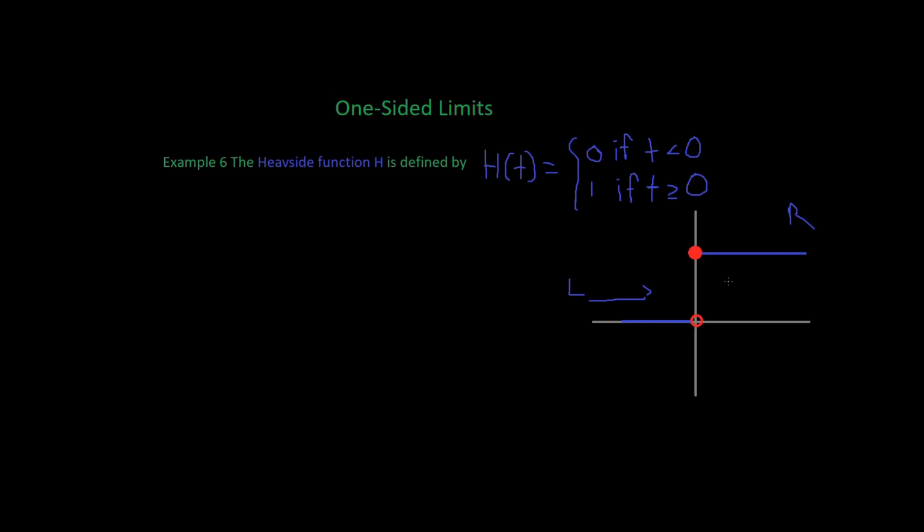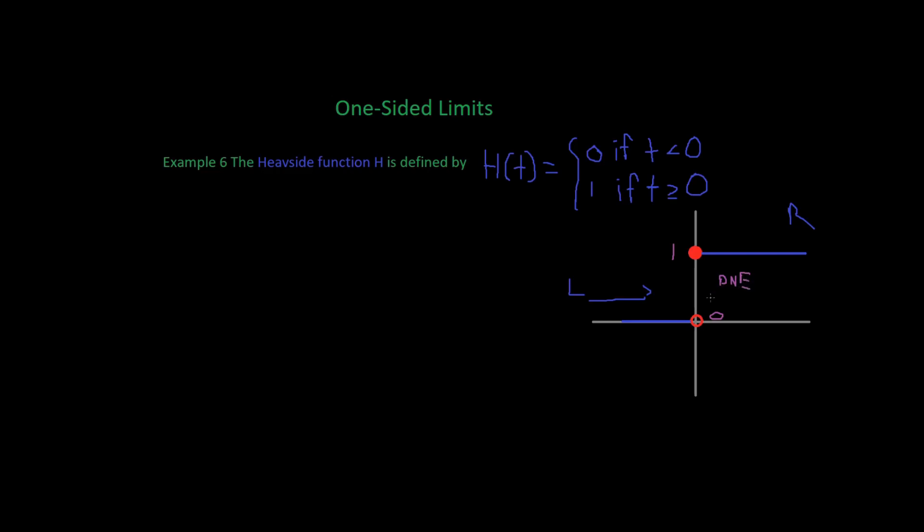As t approaches 0 from the left, so it's the left hand side, it approaches 0. And as t approaches 0 from the right hand side, it approaches 1. So 1, 0. There is no single number that H(t) approaches as t approaches 0. Therefore, the limit as t approaches 0 of H(t) does not exist. So the limit does not exist.